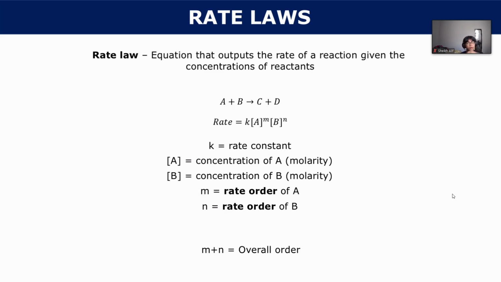And so if you had an equation like A plus B results in C plus D, your rate is going to be equal to k, which is some rate constant, times [A] to the m. m represents the rate order of A, times [B] to the n. And so n is the rate order of B, with A and B being the concentrations of A and B respectively. m plus n is going to be your overall order of the entire reaction, but there's kind of this ambiguity of what rate order is.